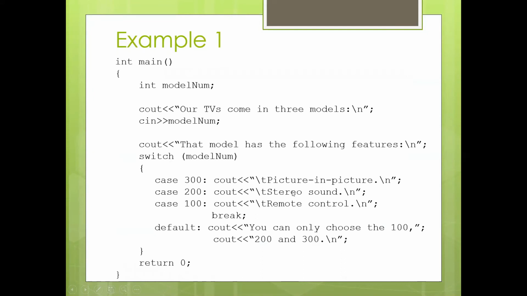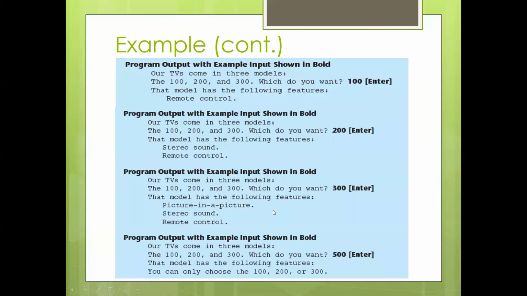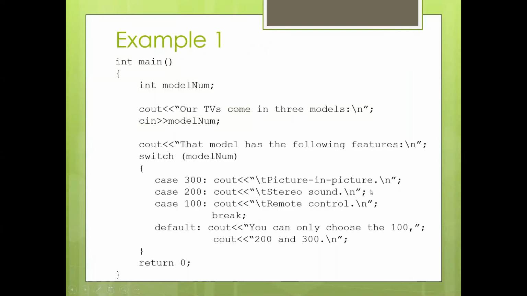So case 200 patutnya dia keluarkan stereo sound saja, right? So kenapa dia keluarkan remote control? Sebabnya awak tak ada break dekat belakang. Nampak? Ini terjadi bila awak tak letak break dekat setiap statement of case. Okay? Maksudnya dia akan ambil nilai yang bawah. Padahal sepatutnya dia kena keluarkan stereo sound sahaja. Okay? So ingat bila buat pasal case, you kena letak break dekat setiap statement.